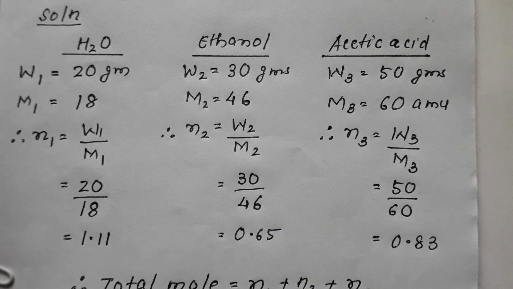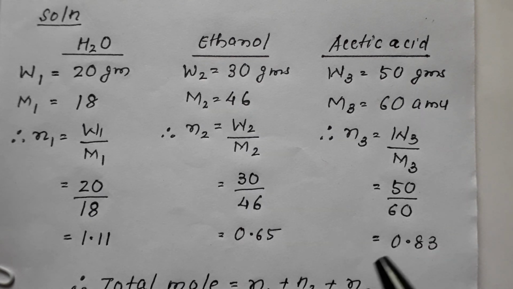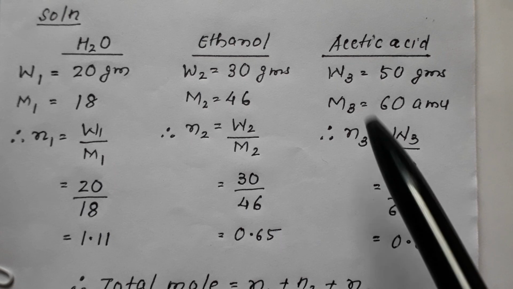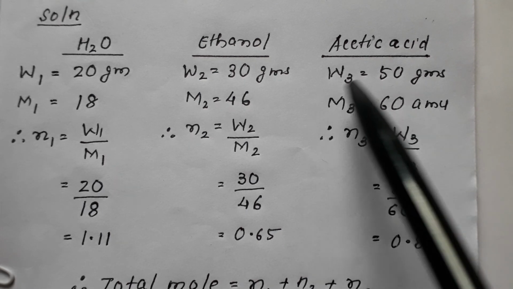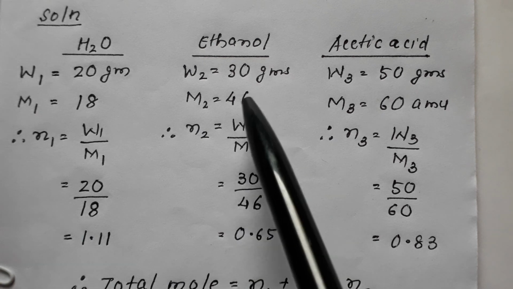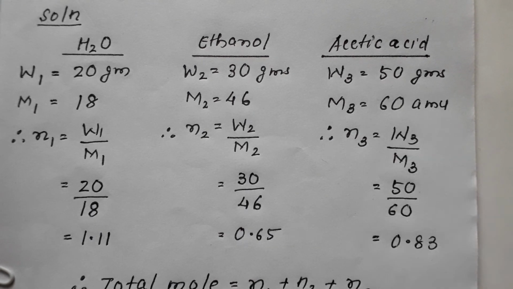That is 30 per 100 grams, therefore taking 30 grams. And the rest is acetic acid. So 20 is water, 30 is ethanol, the leftover is 50. The weight of acetic acid is 50 grams. So the weight of water taken is 20, ethanol 30, and acetic acid 50.